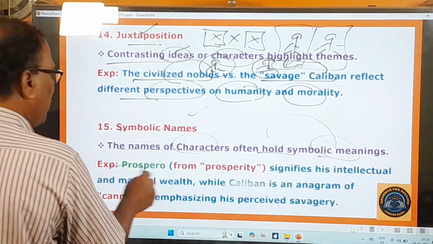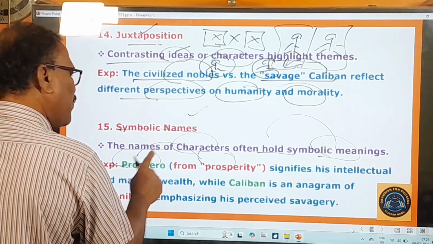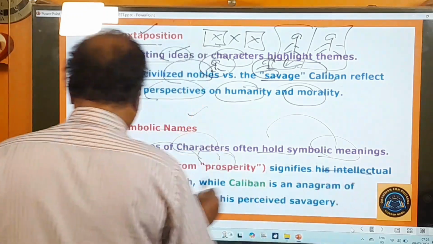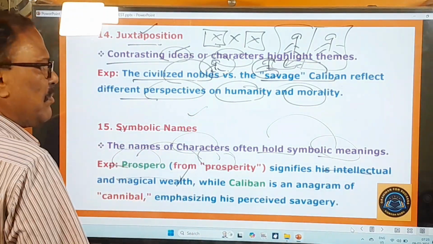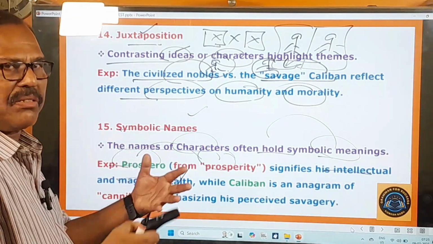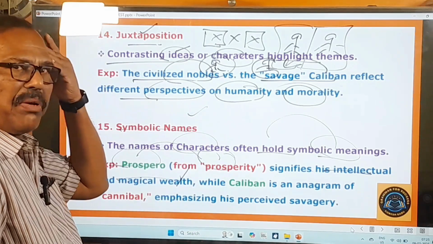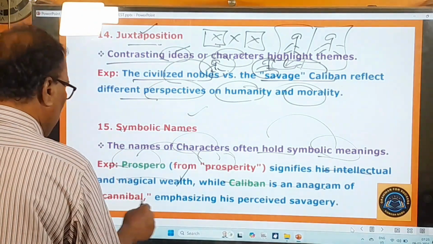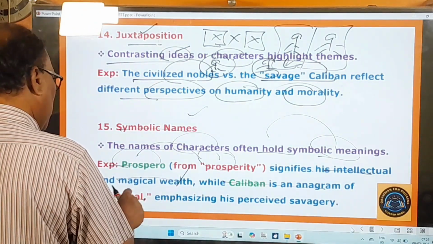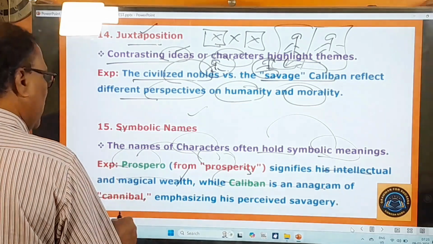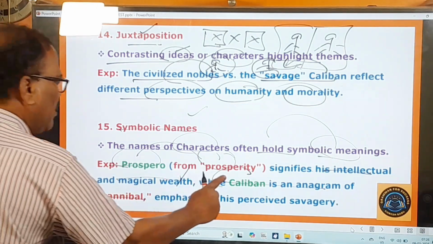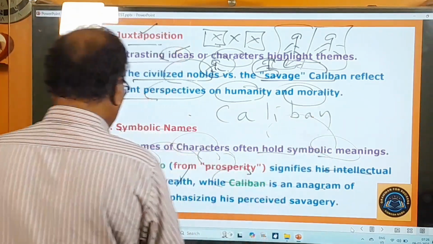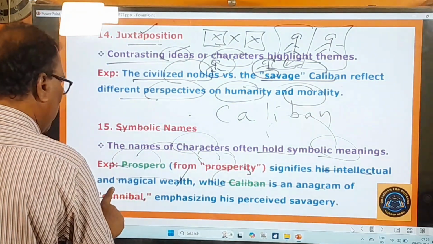For example, Prospero is there. This word Prospero comes from prosperity. Prosperity means wealth, riches. It signifies intellectual and magical wealth. Of course, wealth means ordinary wealth, and intellectual wealth may be there, and magical wealth. Okay. Yes. So, Caliban is an anagram of cannibal. Anagram means if you change the order of the letters of a word, you get another word. Caliban, so here, this is the anagram of cannibal.